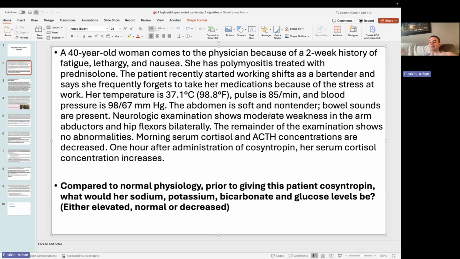So it's very similar to SIADH, all right? So we've now got two answers for both primary and secondary adrenal insufficiency. Really, regardless, eventually these patients are going to be hyponatremic and hypoglycemic, right? This has been going on for 2 weeks. For sure by now, hyponatremic, hypoglycemic, all right?